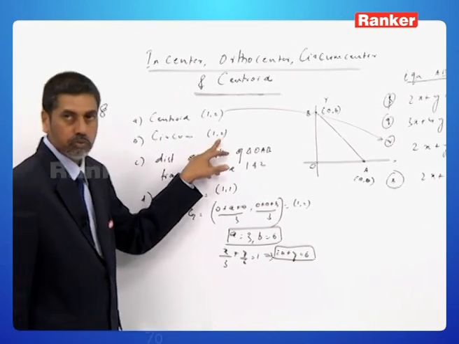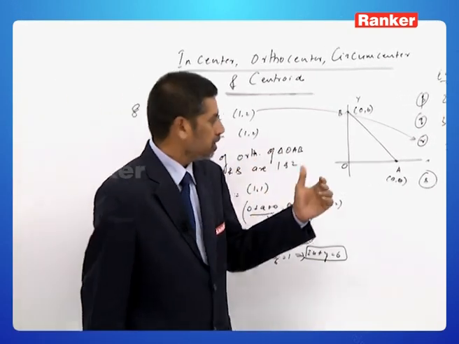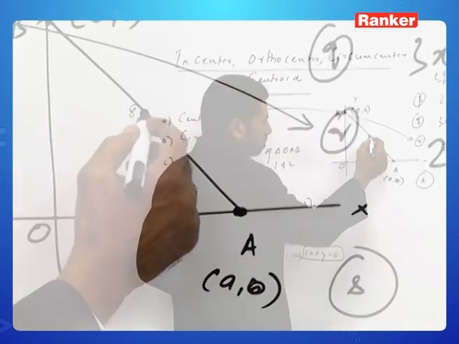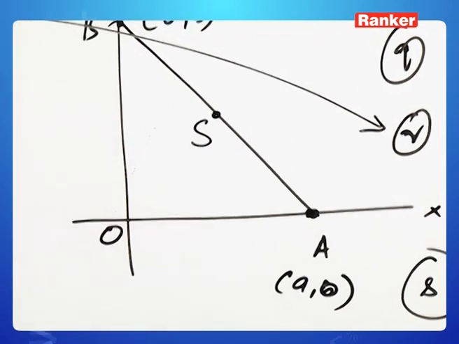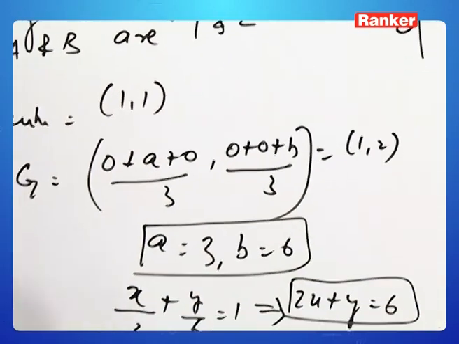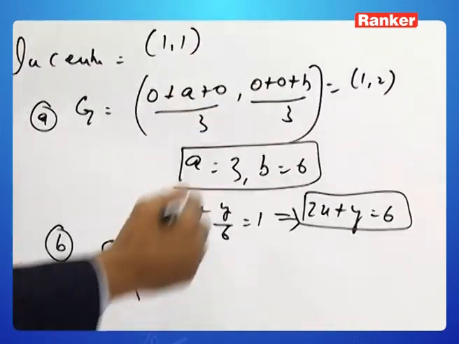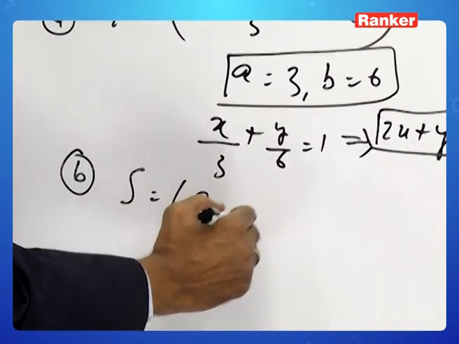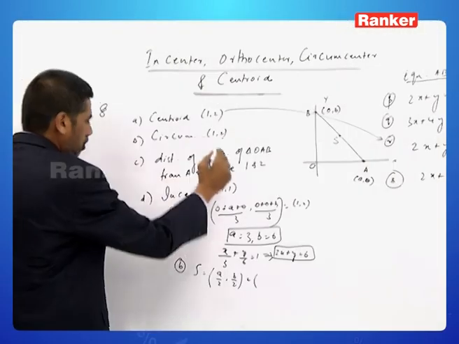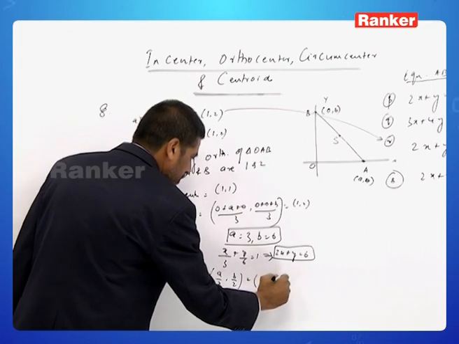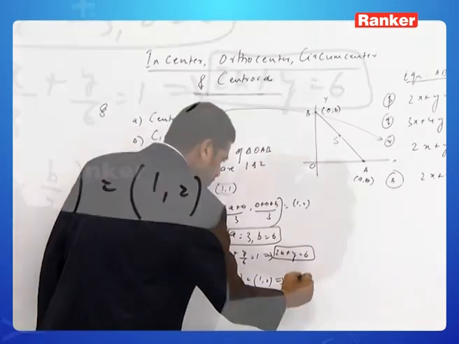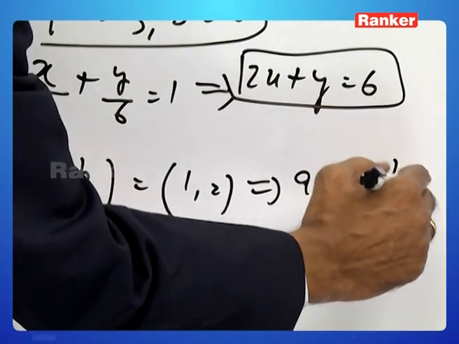Circumcenter at 1 comma 2. But again, don't miss the point. The triangle is right angled. So therefore, the circumcenter will be here. So when you go to part B, circumcenter is the midpoint of AB. So it is A by 2, B by 2. And this according to the question is 1 comma 2. This implies A is equal to 2 and B is equal to 4.